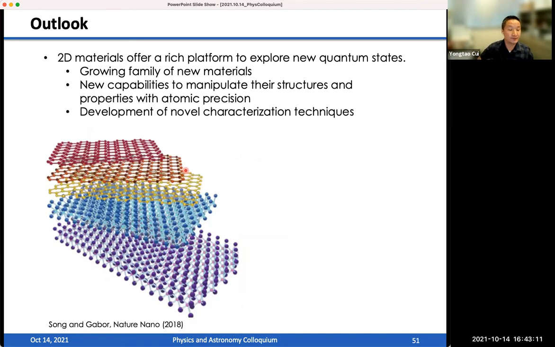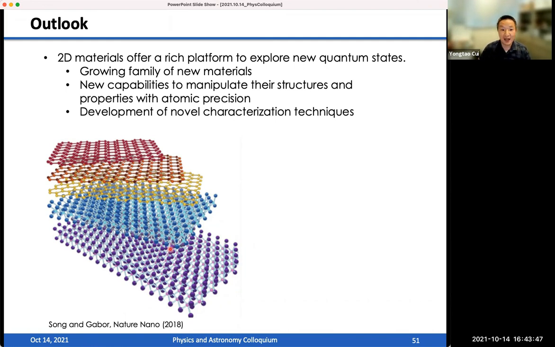So now that brings me to a quick outlook about the 2D materials that we're working on. So we believe that these materials offer a rich platform to explore a lot of new quantum states. And that's because people have been continuously discovering new types of materials in this 2D material family. So that gave us the opportunity to create multi-layer structures or heterostructures using all the combinations of materials. This is a figure I took from Nathan's perspective feature paper talking about the heterostructures.